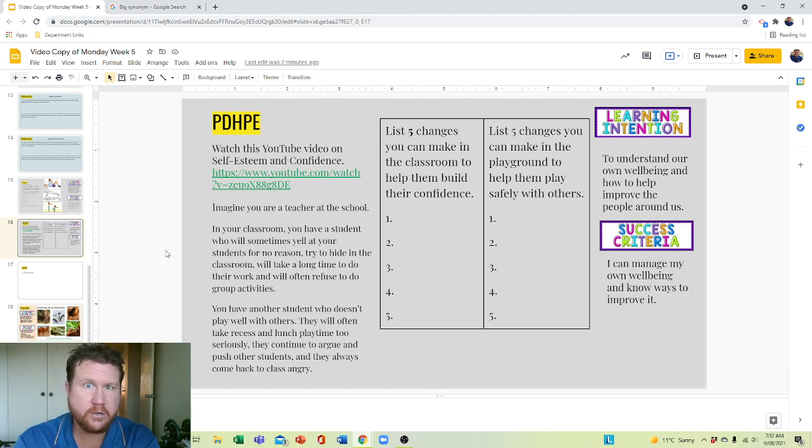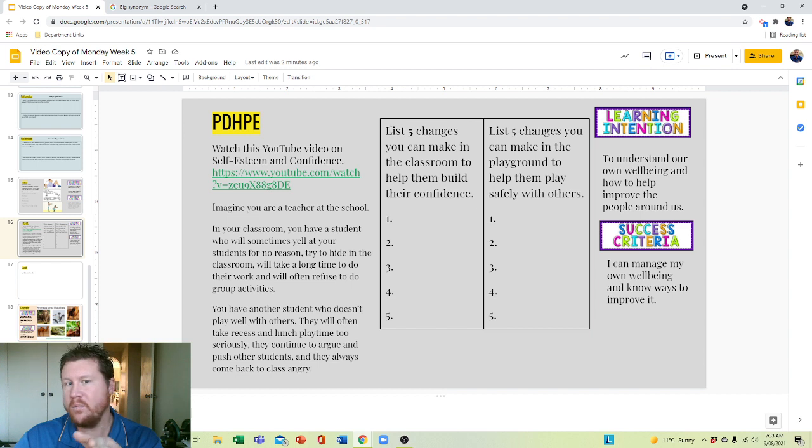Try to hide in the classroom. They like to hide. They will take a long time to do their work, and will often refuse to do group activities. One student. You have another student who doesn't play well with others. They will often take recess and lunch playtime too seriously. They continue to argue and push other students, and they always come back to class angry.